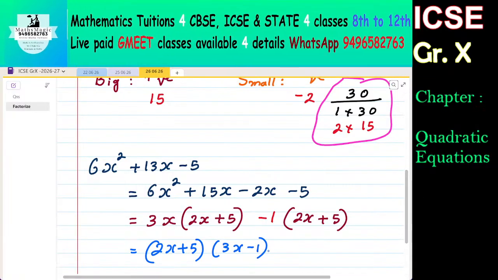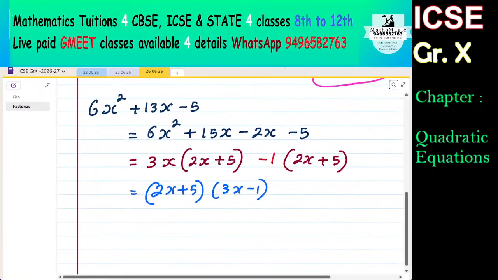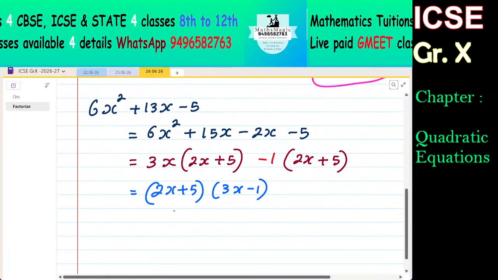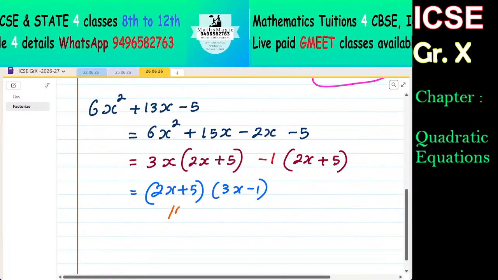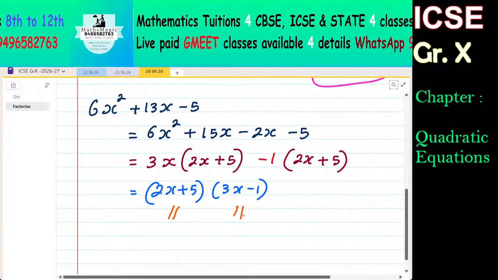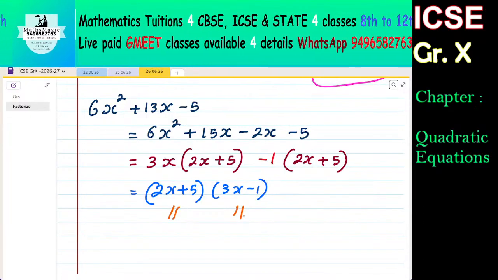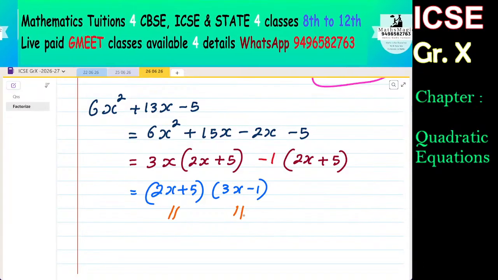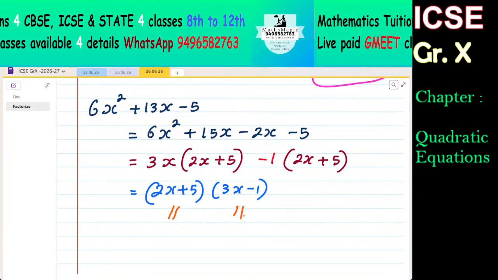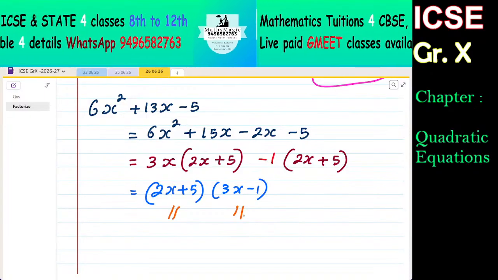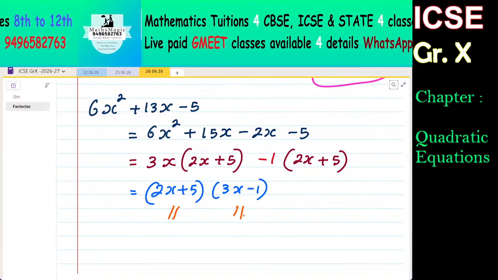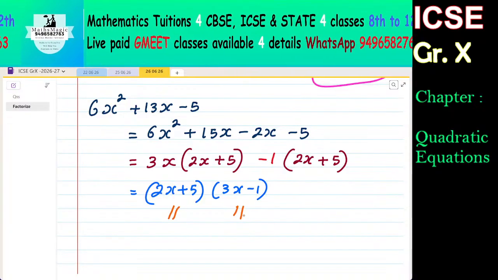Now I'll just move forward a little bit. If this question is for solving, we have to give these two separate algebraic expressions as equal to 0. 2x plus 5 equal to 0, which will give x as -5/2, in the other case x as 1 by 3. So we will learn how to solve it also in the next few steps. But here the question is for factorization.